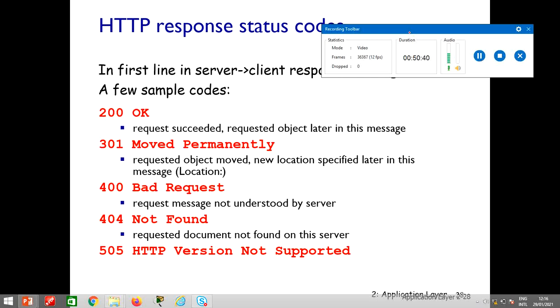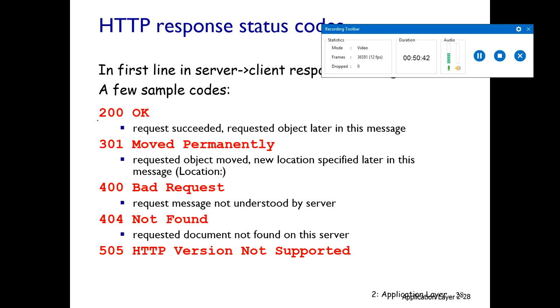Over here, the first one is the code 200, which stands for OK, which means the request has succeeded and the requested object is there in the message later. 301 is moved permanently, that means the object has moved to some other location or another URL. 400 is bad request, the request message is not understood by the server. 404 is not found, the requested document is not found on the server. 505 is HTTP version not supported.